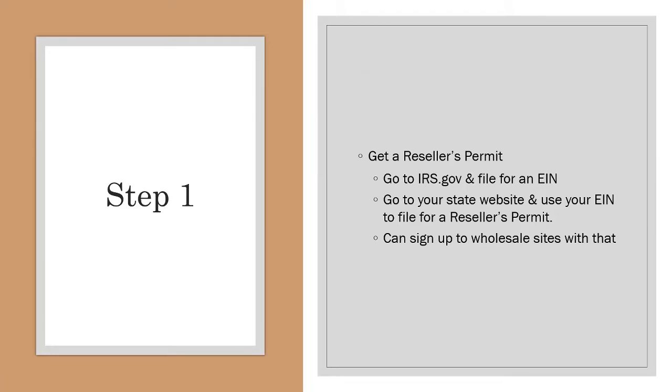So go to irs.gov, file for an EIN, go to your state website, and use your EIN then to file for a reseller's permit, okay? It might be called a wholesale license or a wholesale permit. There's about 10 different names for it depending on your state. But once you take your EIN and you go to your state website and you file for a reseller's permit, now you can usually get both of those within 24 hours from filing online, so it doesn't take very long, okay? Once you have your reseller's permit, you can then sign up to wholesale websites like we're going to show you here today, with that reseller's permit, okay?